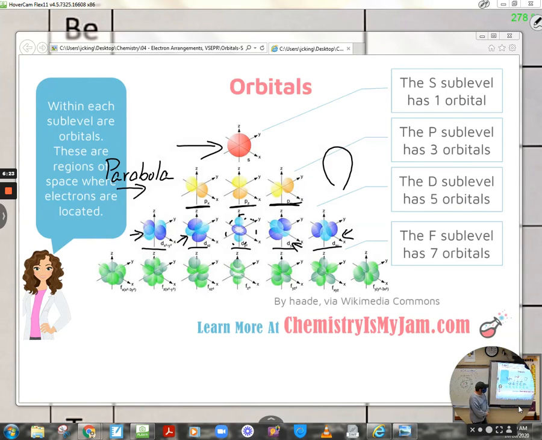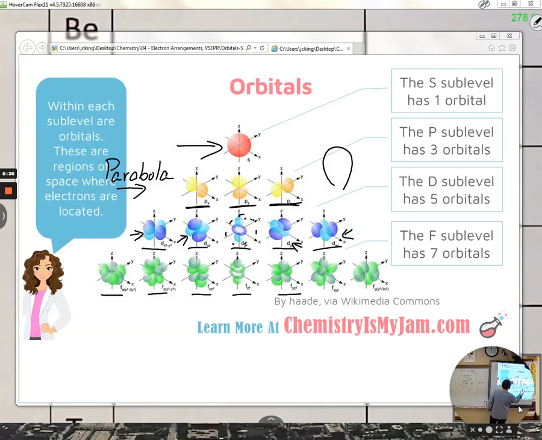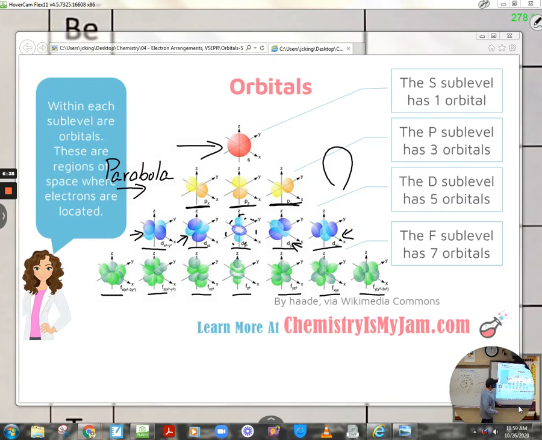And then the F sublevel has a total of 7 orbitals. I don't even know what the F stands for, and I'm not even sure what the math is involved in all that. But the important thing to note is that each of these 7 orbitals down here can hold a pair of electrons. So if I'm looking at total numbers of electrons that can fit into each of these different sublevels, an S sublevel has 1 orbital, so it can hold a total of how many electrons? 2.